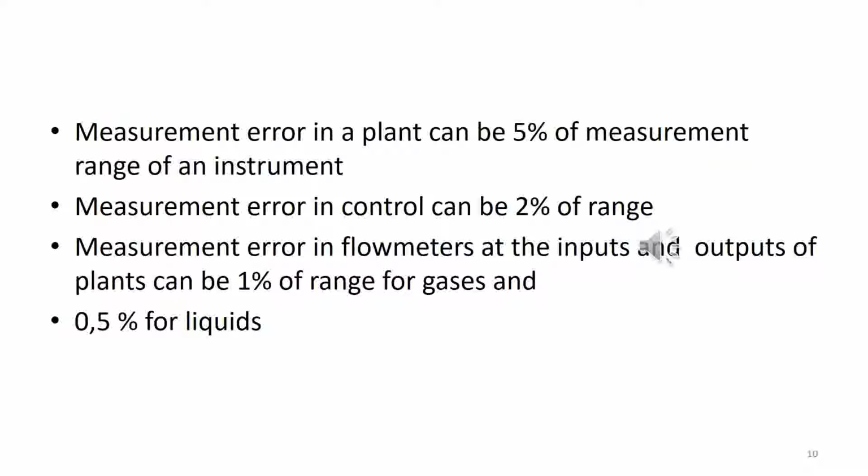Measurement error in a plant can be 5% of measurement range of an instrument. Measurement error in control can be 2% of range. Measurement error in flow meters at the inputs and outputs of plants can be 1% of range for gases and 0,5% for liquids.